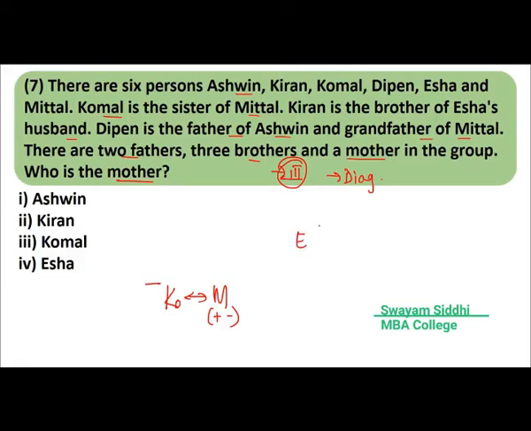So Isha has a husband. So Isha is female, Isha is the wife. We do not know who that person is, but he is male. That we know. And the brother of the husband is Kiran. Now what have they given?